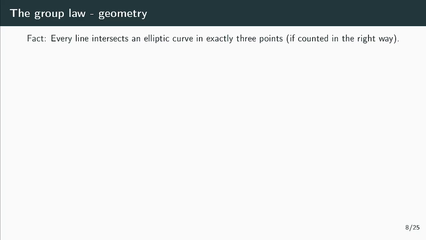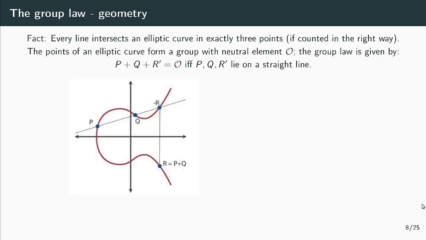I promised you before that we will work with the group of points on an elliptic curve. But it's not immediately clear that the points form a group, so let's try to show that now. We will need a geometric fact that every line intersects an elliptic curve in exactly 3 points, at least if we count these intersections in the correct way. Thanks to this, we can now define the group law on an elliptic curve as follows.